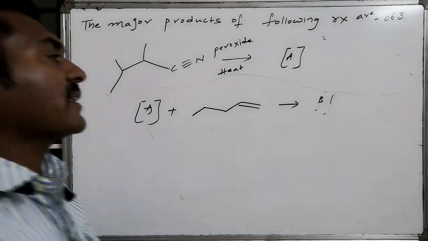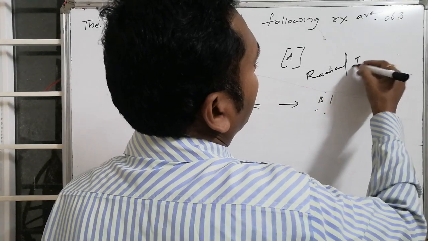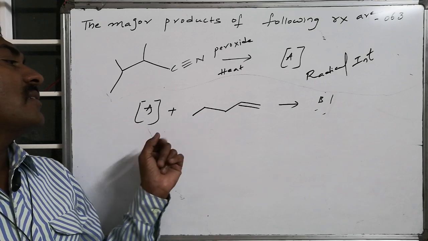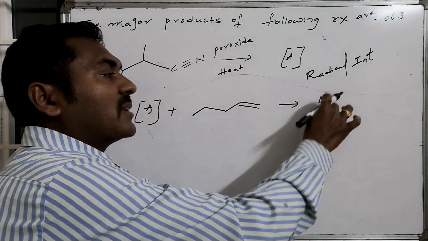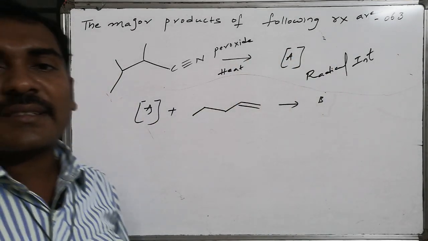A is our radical intermediate. This radical intermediate on reaction with pent-1-ene results in a new compound, that is B. You are asked to identify compound A as well as compound B.